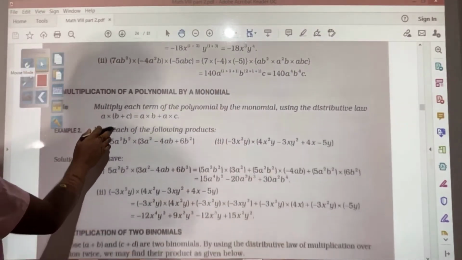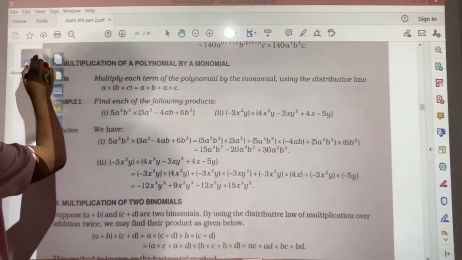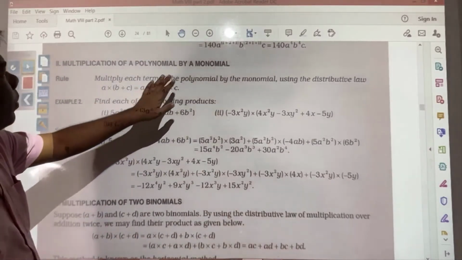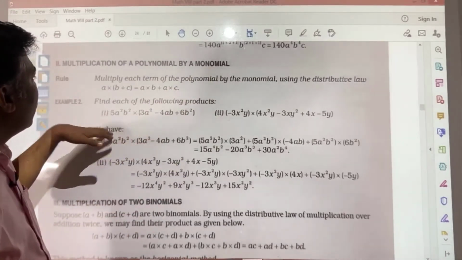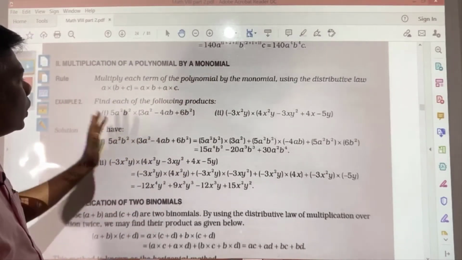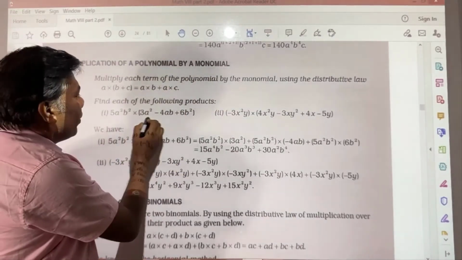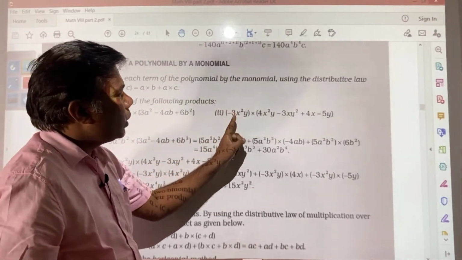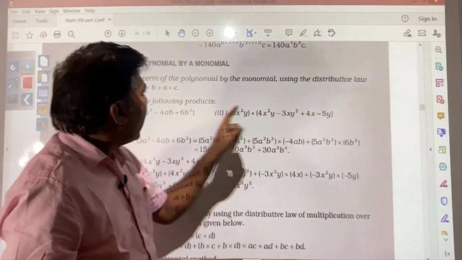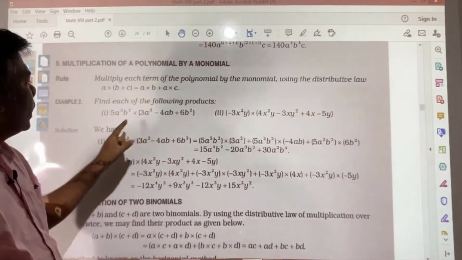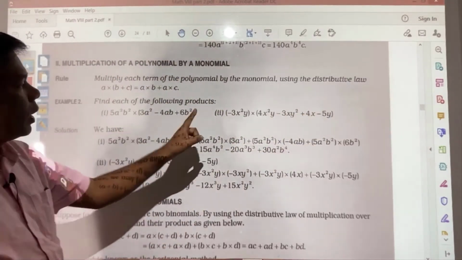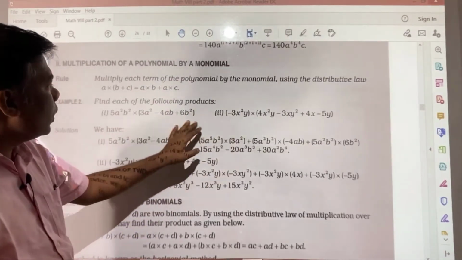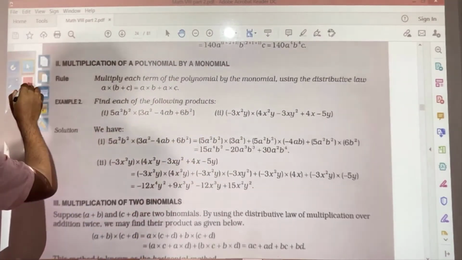Then you have multiplication of a polynomial by a monomial. Here you have polynomials, means what? Which is having many terms. Polynomials, expression which is having many terms. And with monomial, monomial means only one term here. So if you need to multiply this, how we will multiply this?